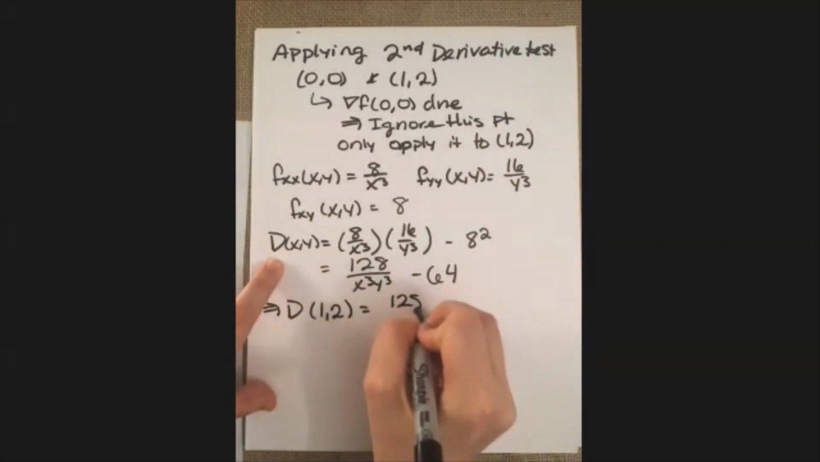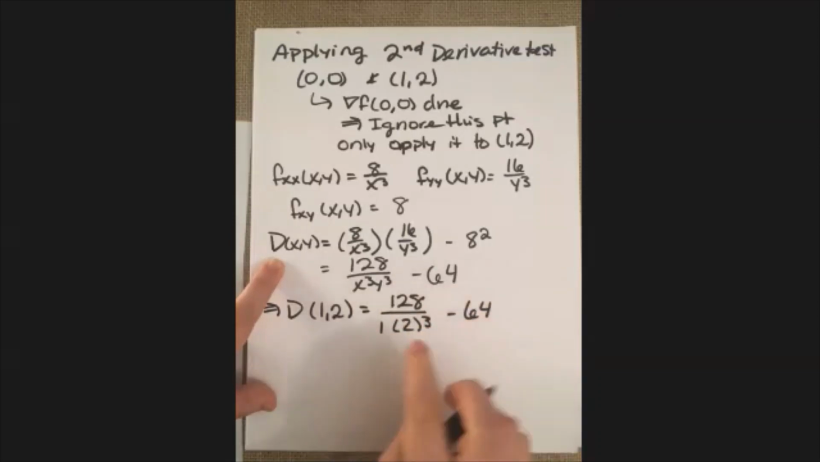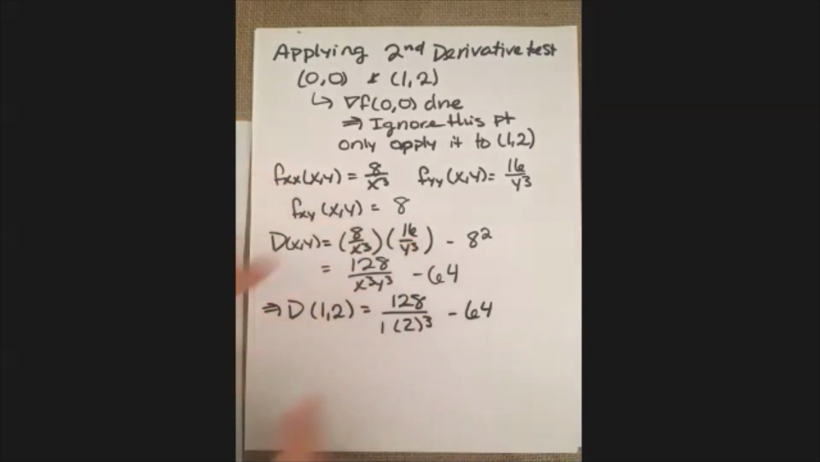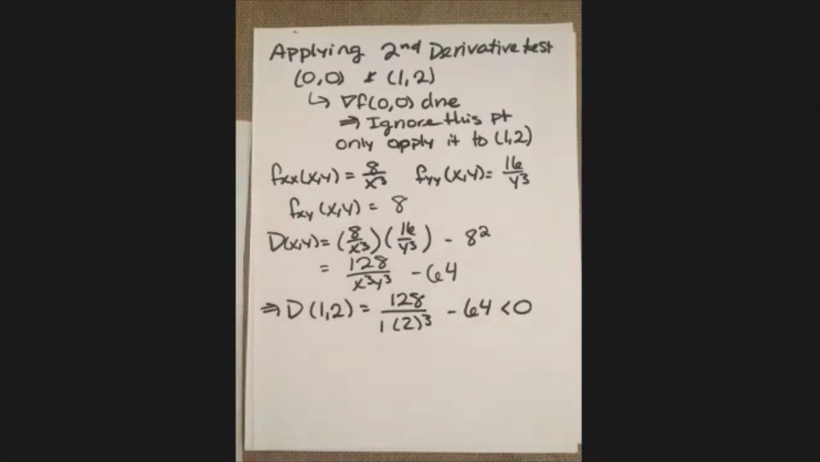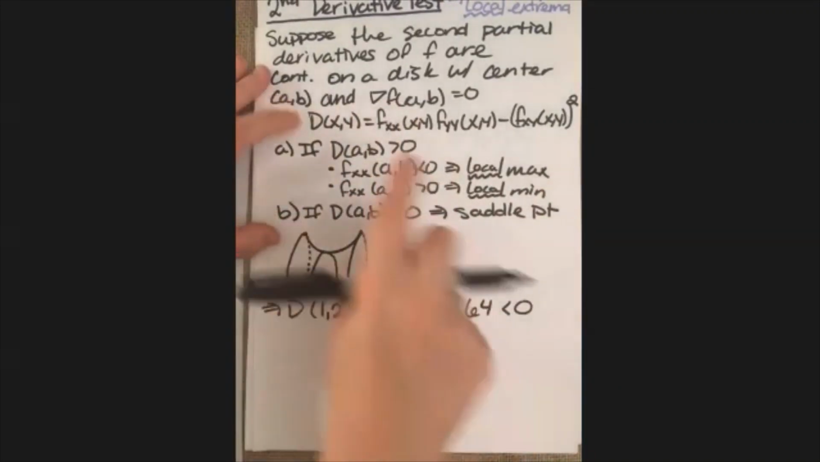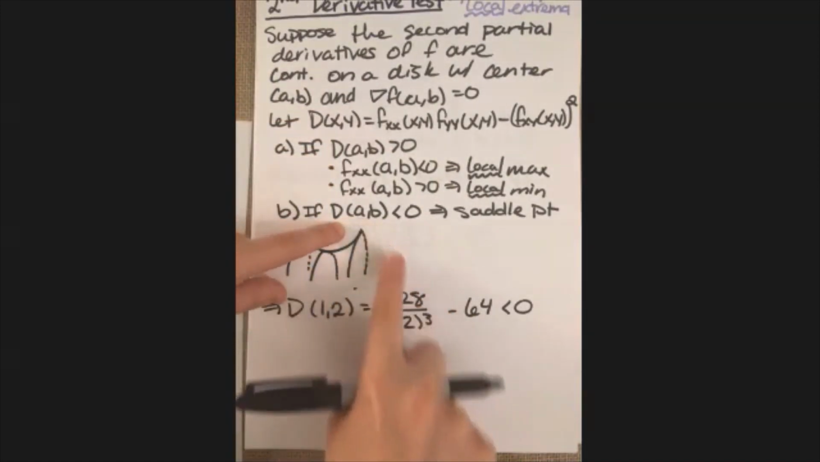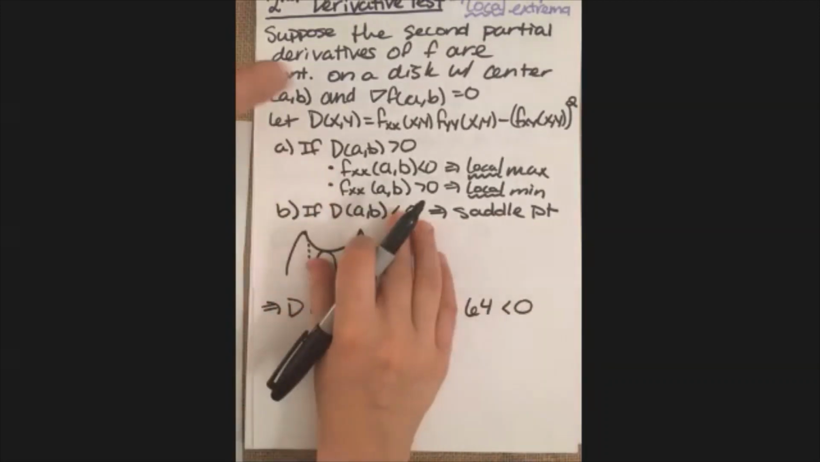So we have 128 divided by 1 times 2 cubed minus 64. This guy is 8. 128 divided by 8 is, well, 16. So this is definitely less than 0, which means that now we are ready to go back and look at our second derivative test with cases. We're looking at case 2. D evaluated at (1, 2) is definitely less than 0, which means that we're looking at a saddle point.